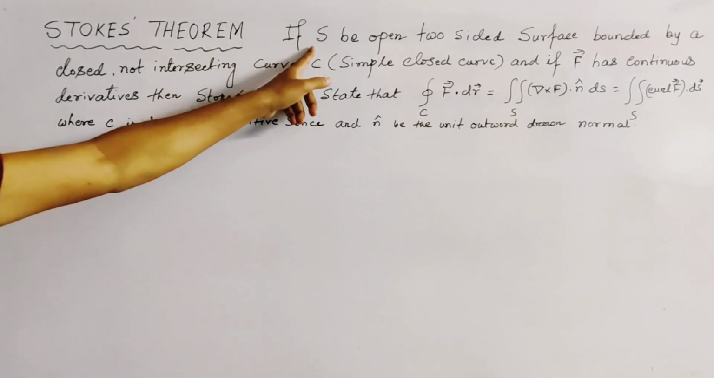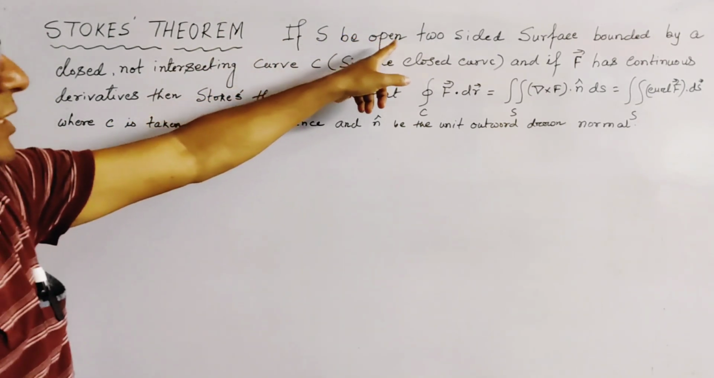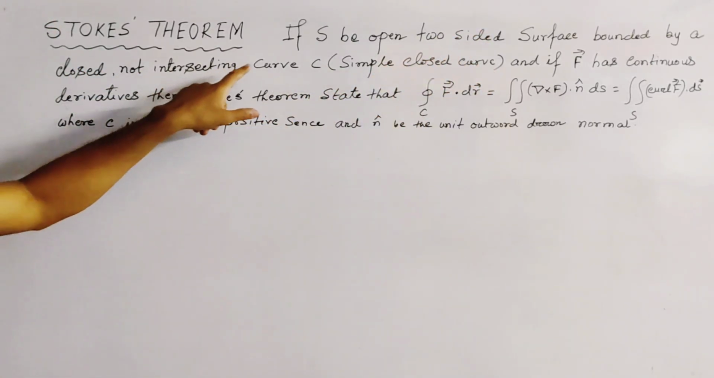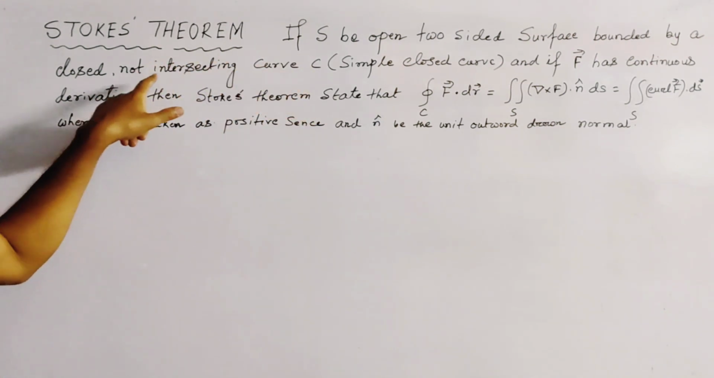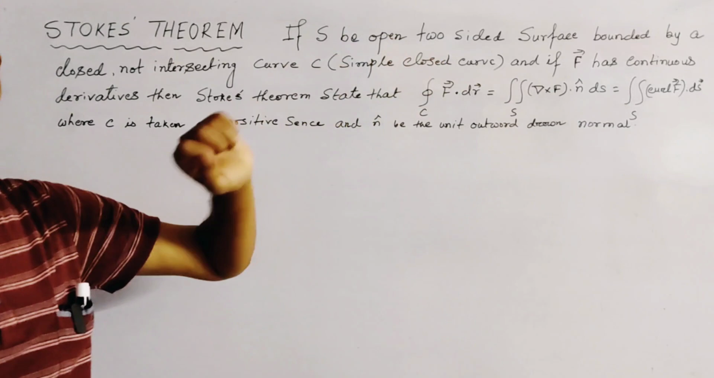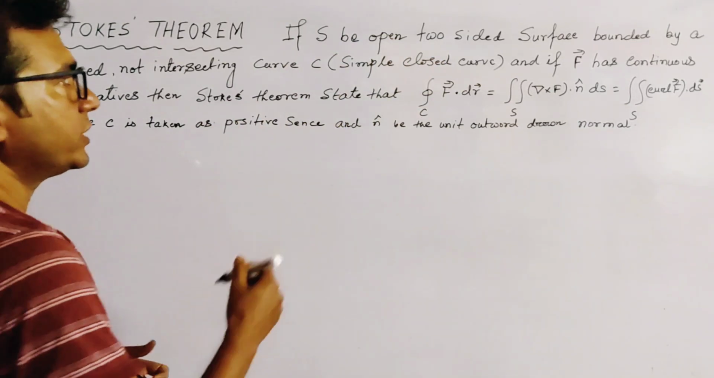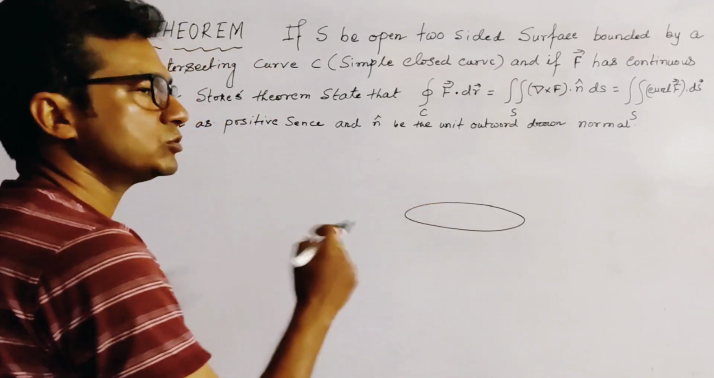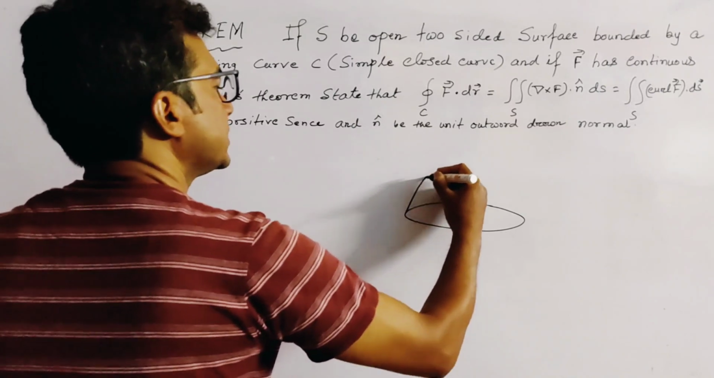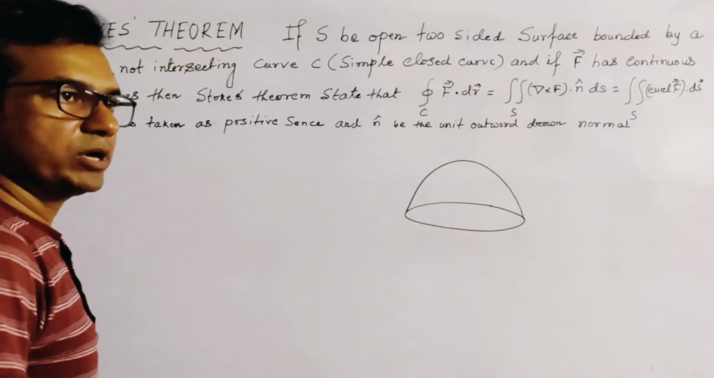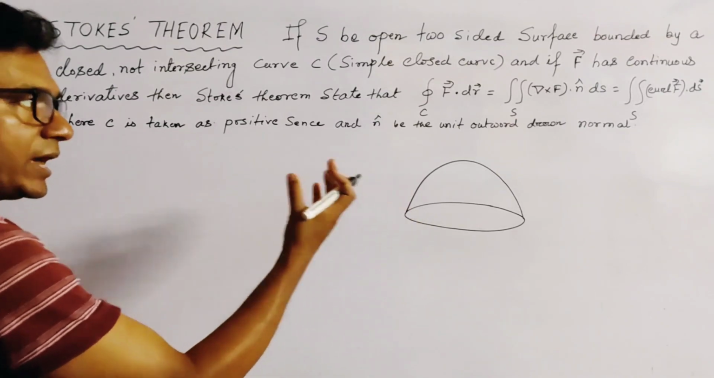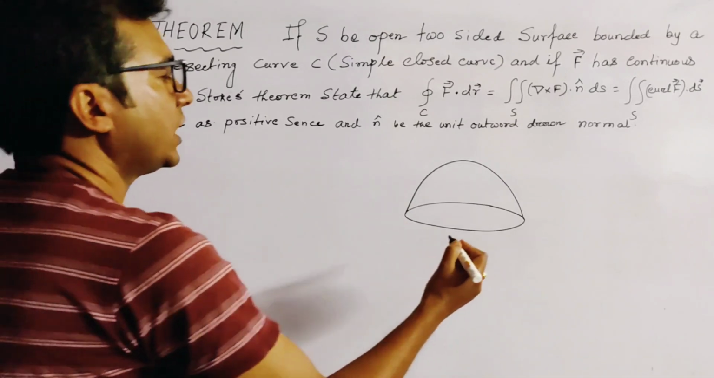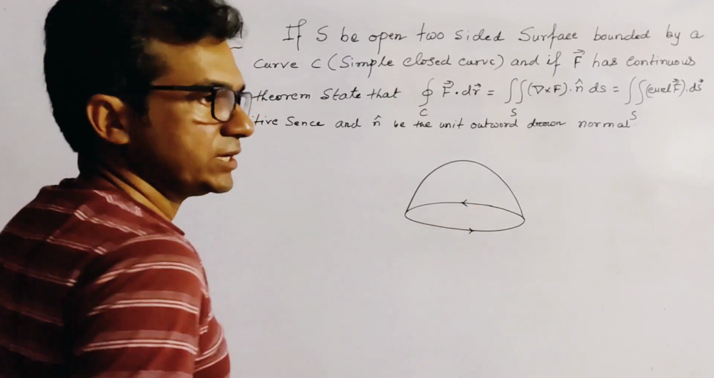If S, this is the surface, be an open two-sided surface bounded by a closed non-intersecting curve C. Closed and non-intersecting, this is called a simple closed curve. So our surface and curve look like this: this is the closed non-intersecting curve, and this is the surface like a hemisphere. The surface has two sides, this is the inner side and this is the outer side, and the curve is taken in anti-clockwise direction.